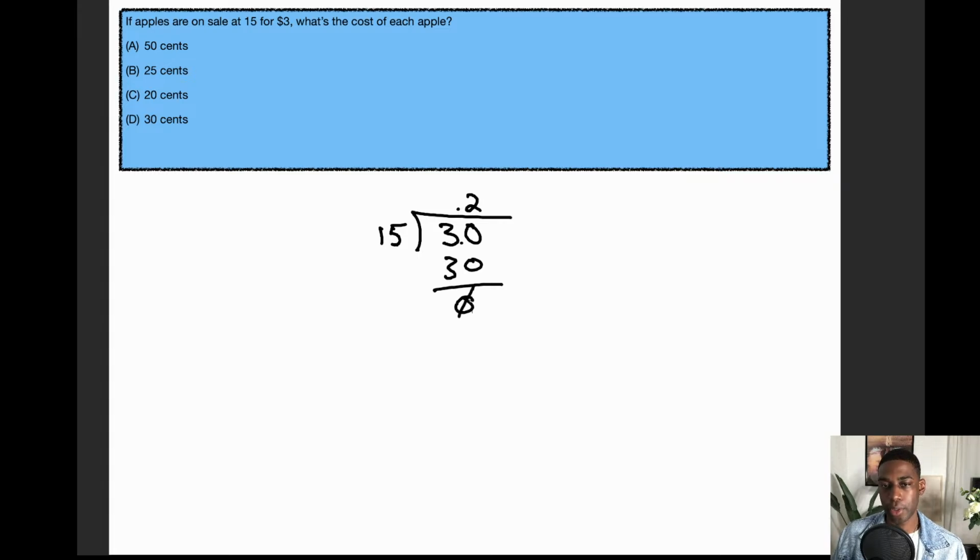0.2. 0.2 is the same as 0.20 if you wanted to add a 0 over here just to make it look more natural, which is also the same as 20 cents. 20 cents could also be written 0.20. So C would be our correct answer instead of A. Does that make sense? How we looking? How we feeling? C would be the correct answer.